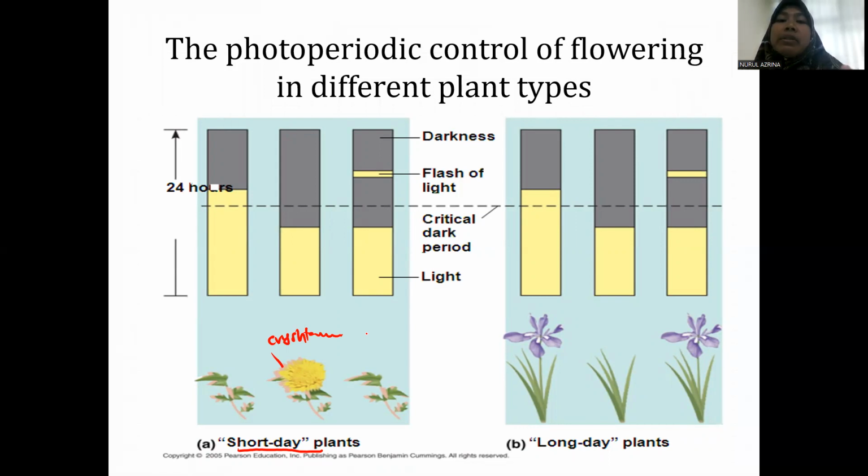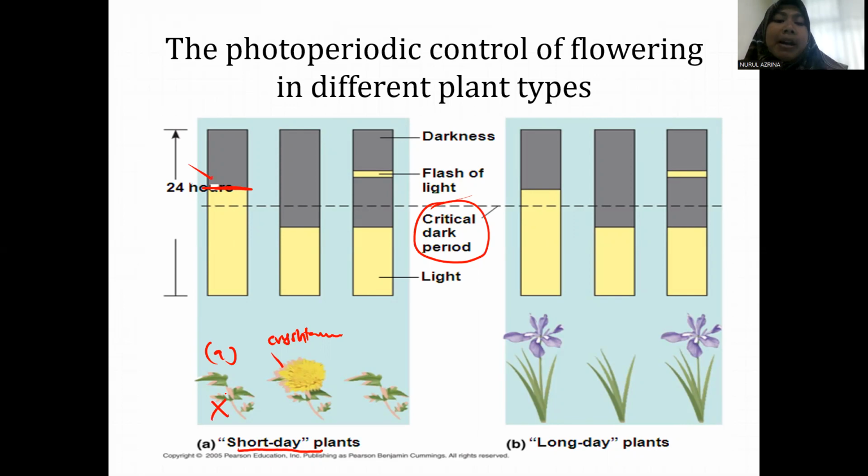But if, let's say, you are not given the example, and the picture just shows you whether the plant is flowering or not, you have to look at the critical dark period and at the responses of the plant towards the night length. Let's say here you have the first experiment. This is chrysanthemum, a short day plant. But if chrysanthemum is exposed to a night length that is longer than the critical dark period, it will not flower, as you can see from here.